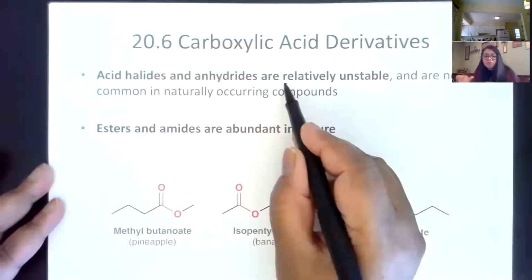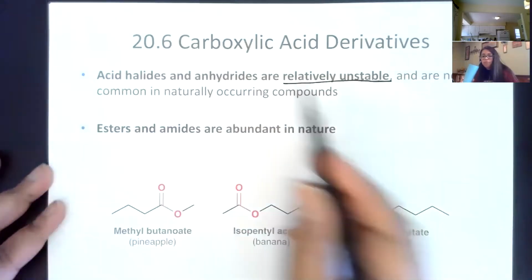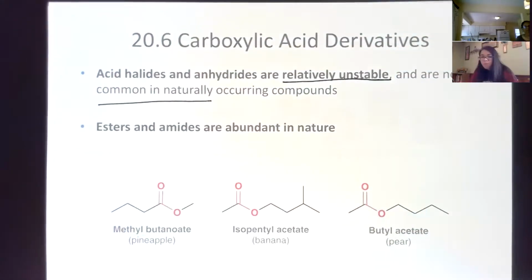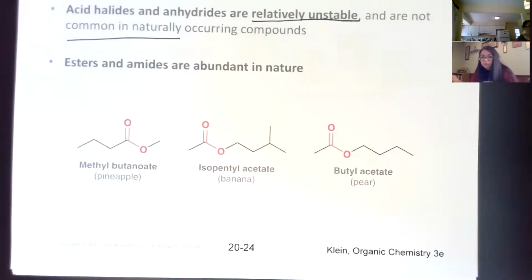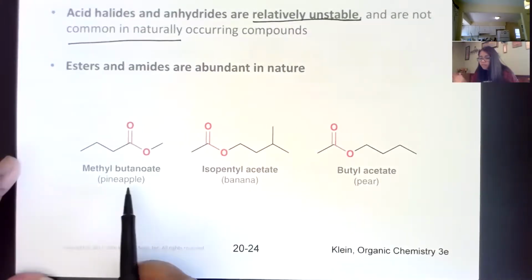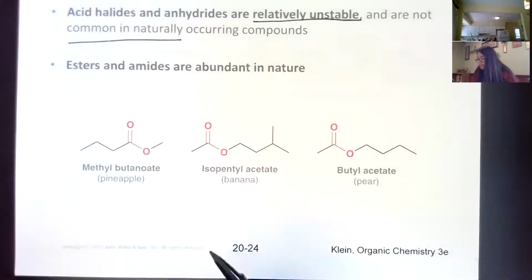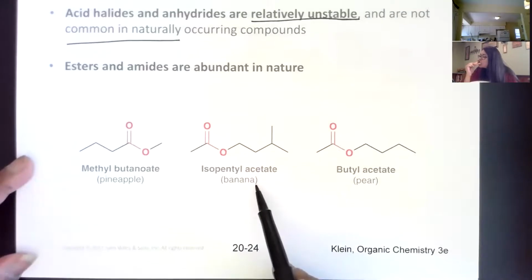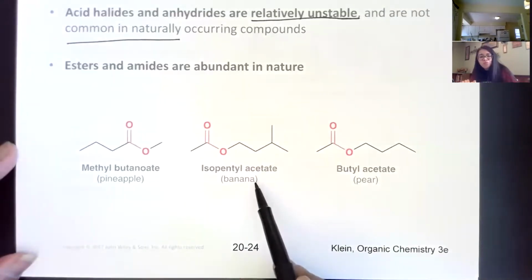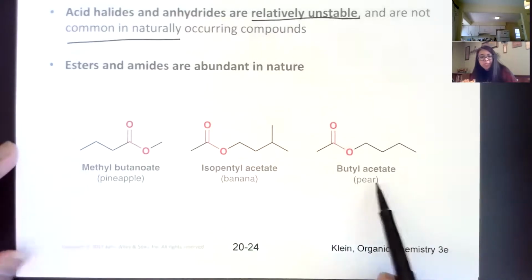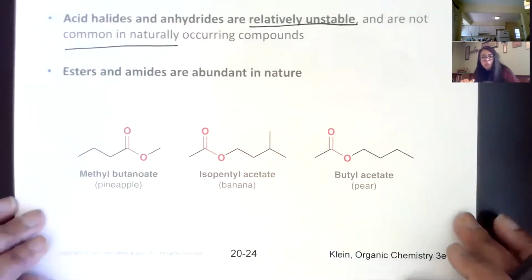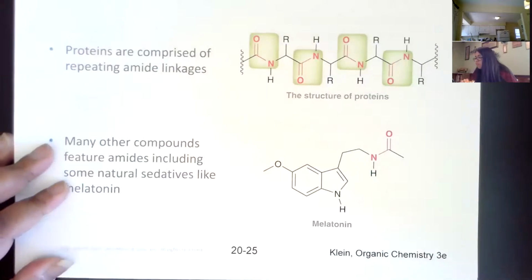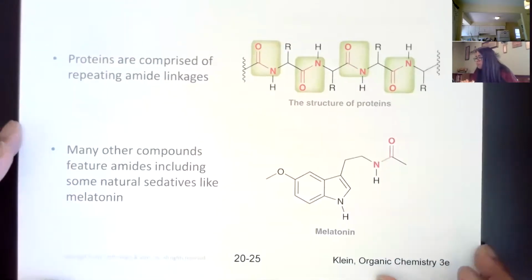Esters are relatively stable. Okay, acid halides and anhydrides are not common in naturally occurring compounds. But esters, okay, that's the fun part. This gives you the pineapple flavor. Okay, when we talk about flavoring, this is what is used. This is banana. That's your lab. And butyl acetate smells like pears. Just some common examples. And then, of course, our derivatives, the proteins.